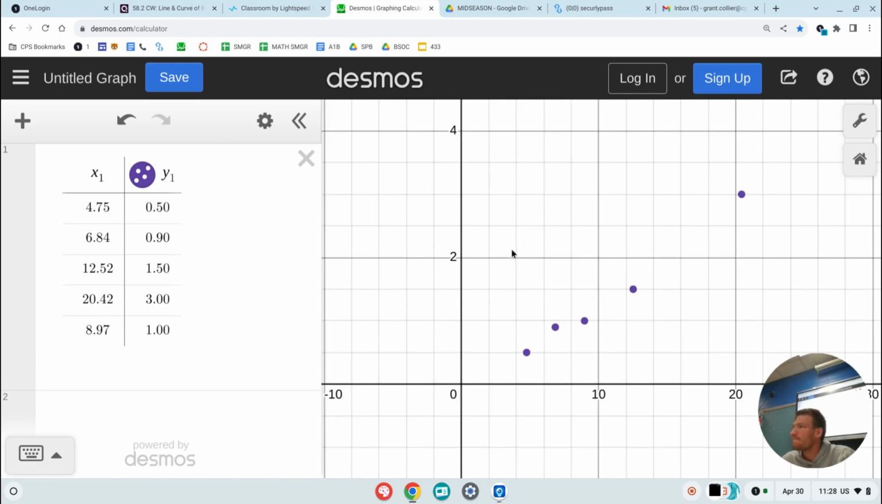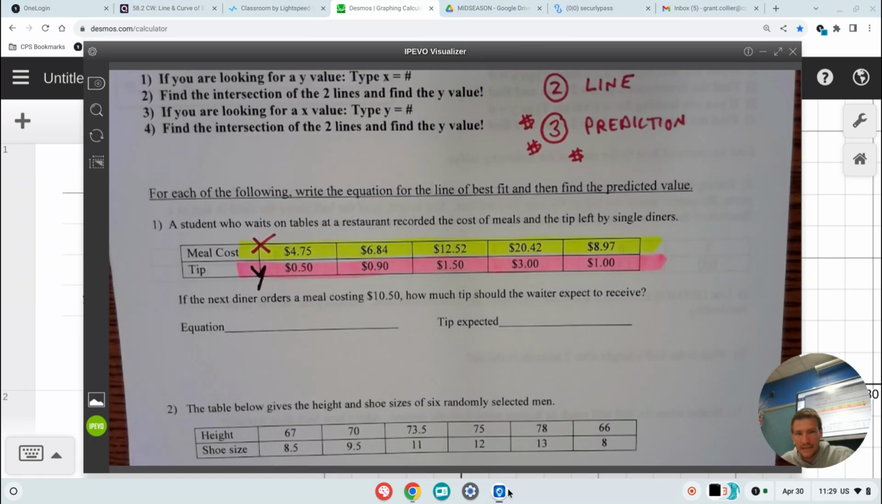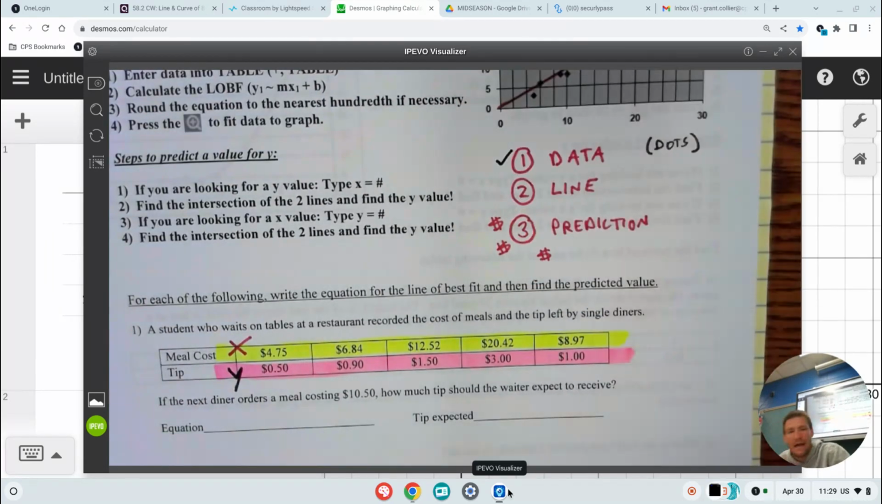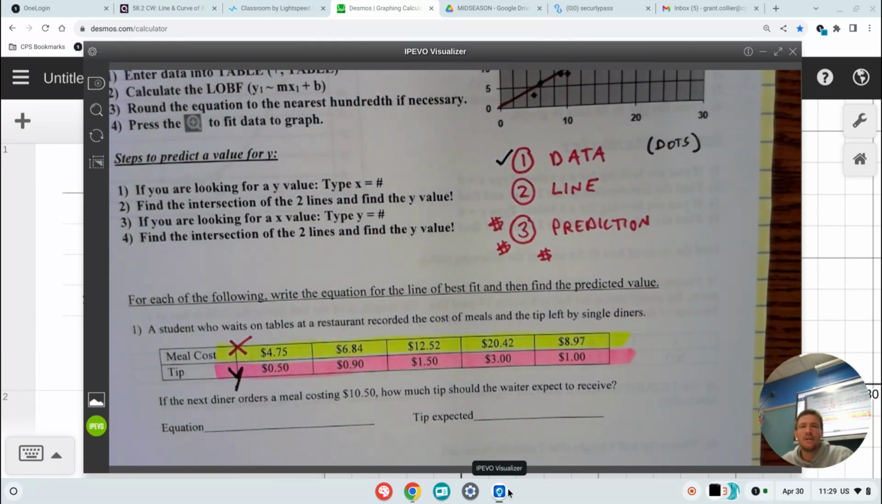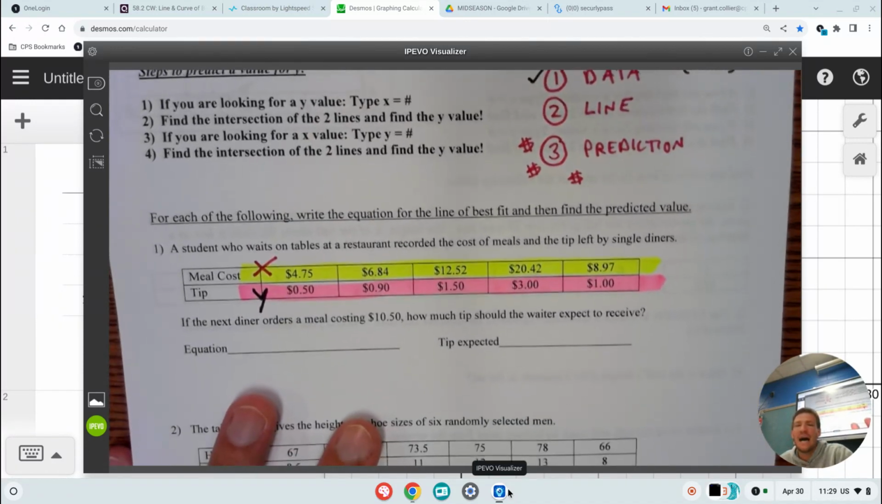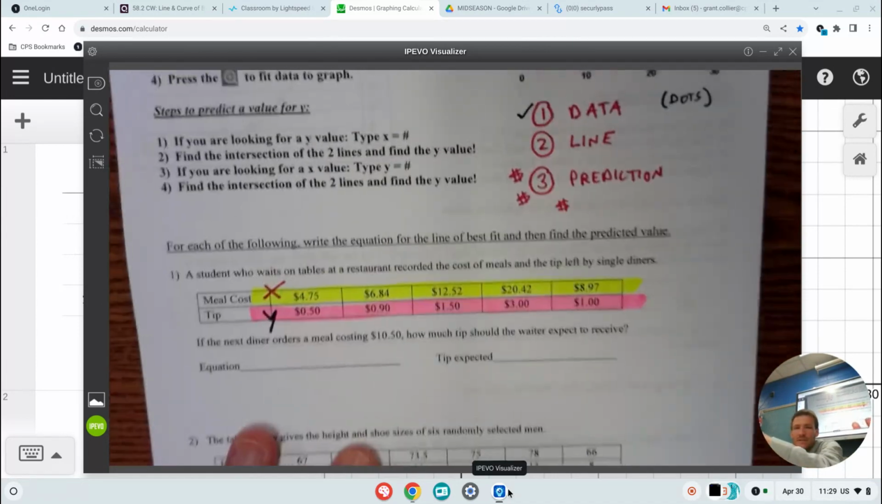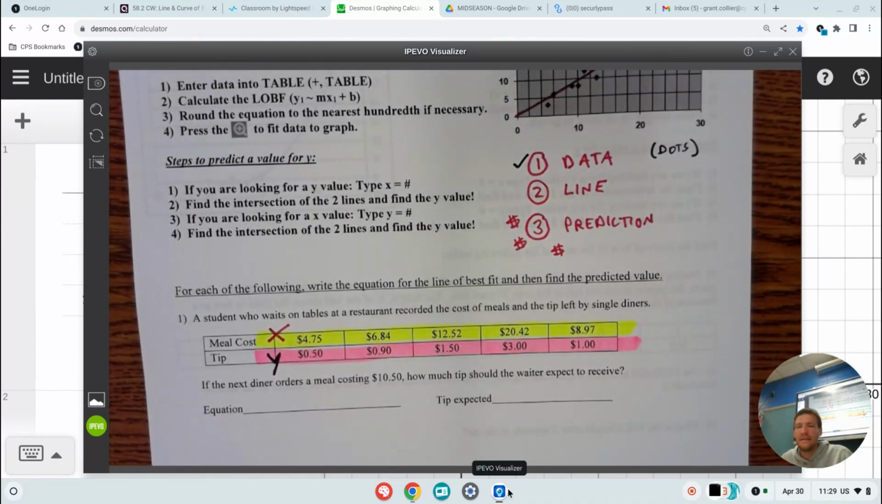All right. Now that we're this far, now that we have our nice dots, step 1, the data is complete. We have the data into our DESMOS. Step number 2, we need to get the line into DESMOS. And I'll be honest with you, this is when it starts to feel very complicated, but trust me, it's not supposed to be very complicated.